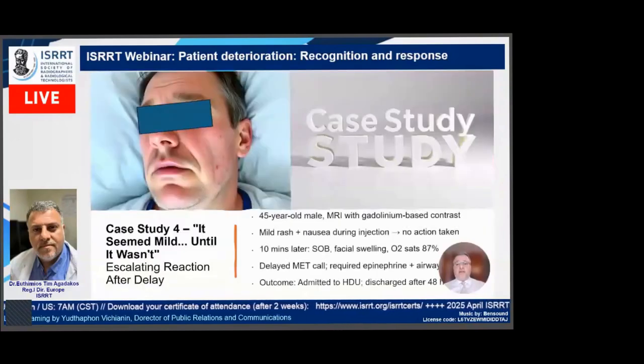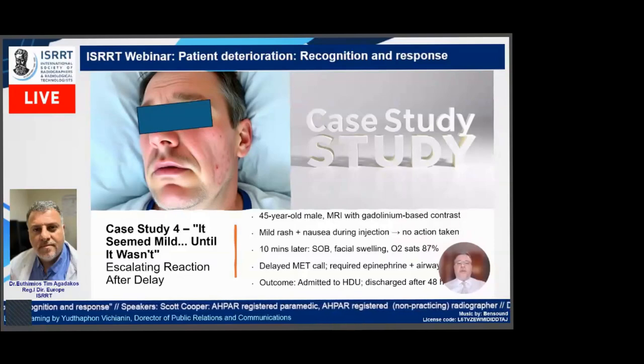Now let's see another case study, an anonymized case, this time showing the dangers of underestimating early symptoms. A 45-year-old male presented for an MRI with gadolinium-based contrast. He developed a slight rash on his neck and felt nauseated during injection, but the symptoms were brushed off as anxiety-related. No further assessment or intervention was initiated. About 10 minutes later, he complained of shortness of breath, had visible facial swelling, and his oxygen saturation dropped to 87%. The medical emergency team was called late.